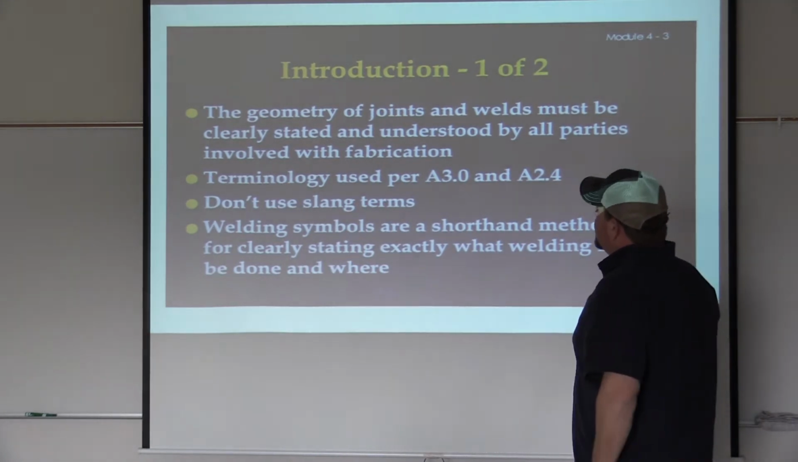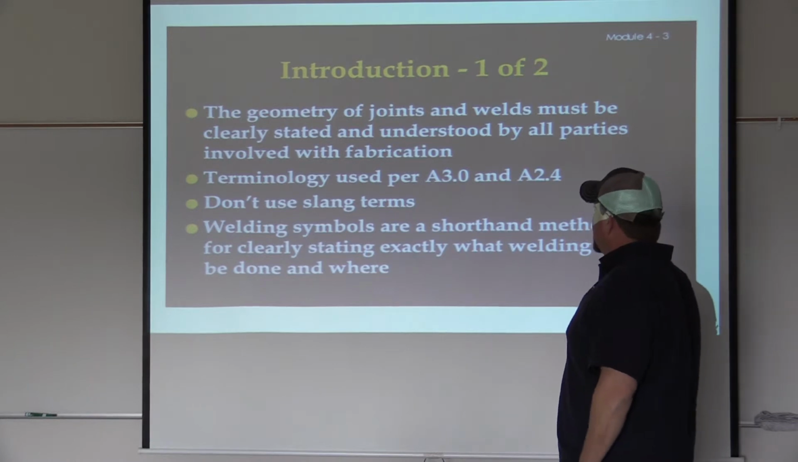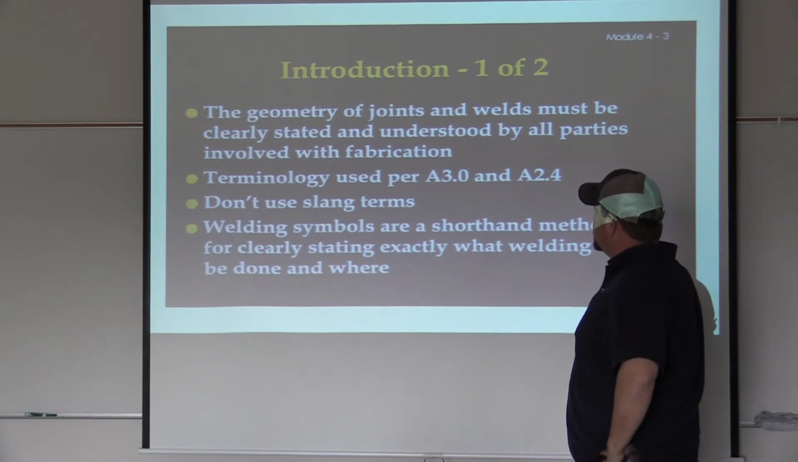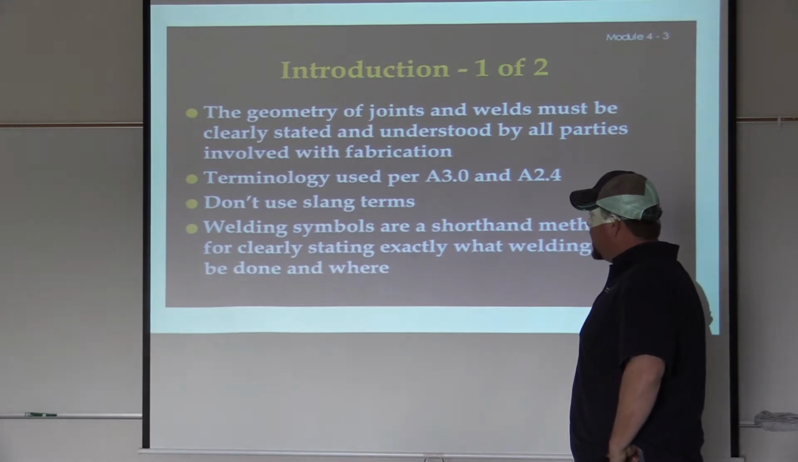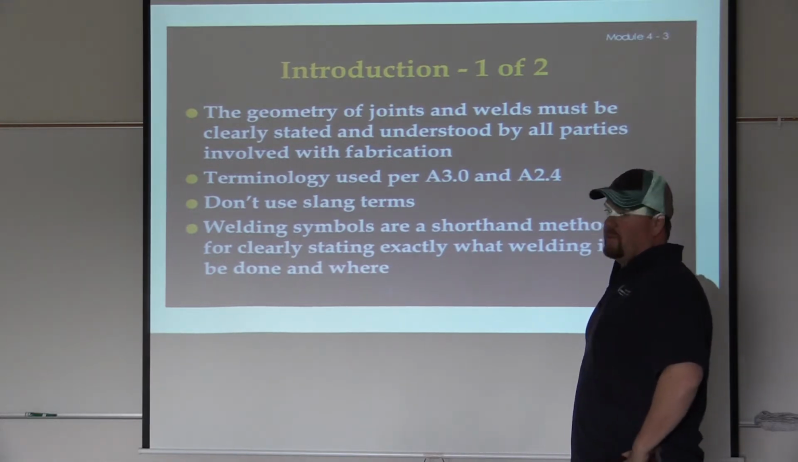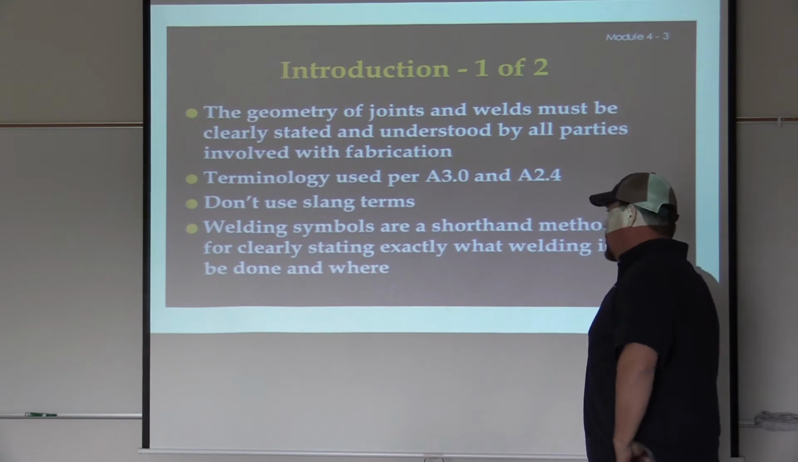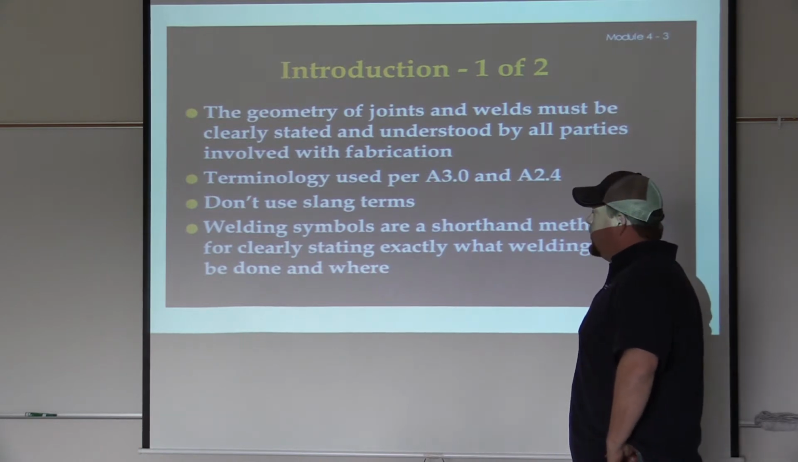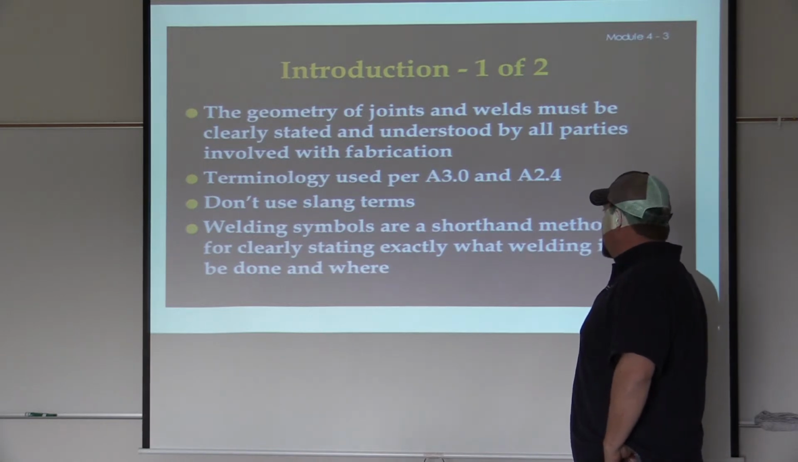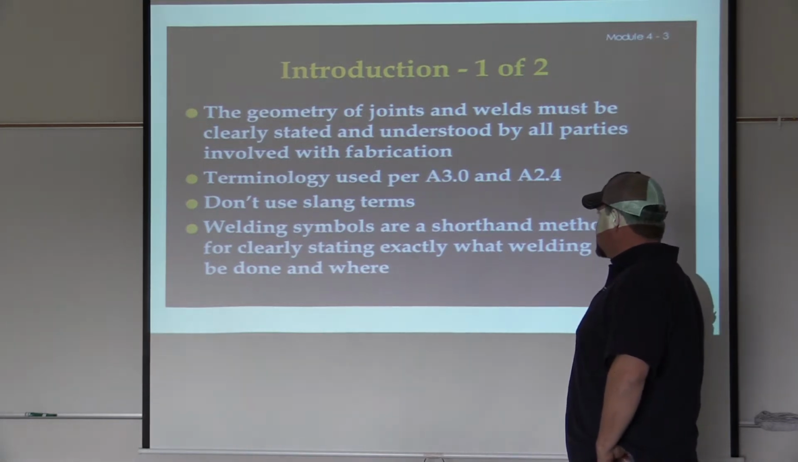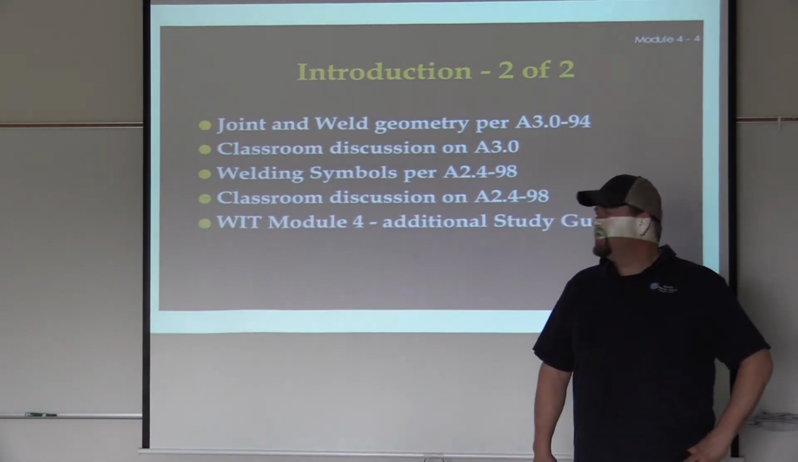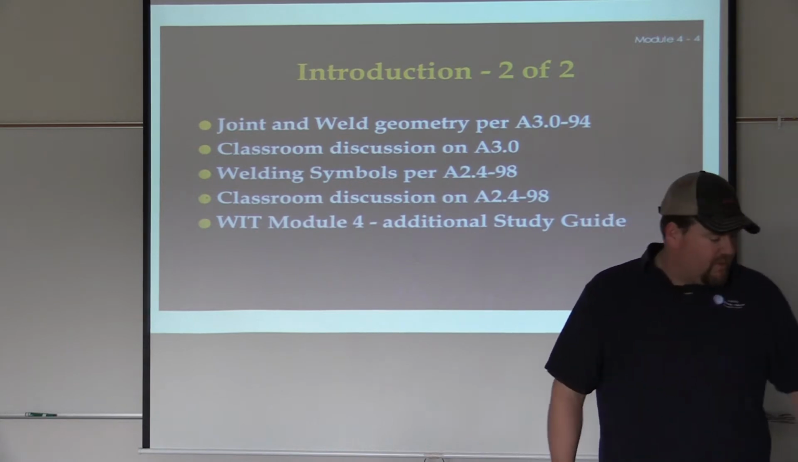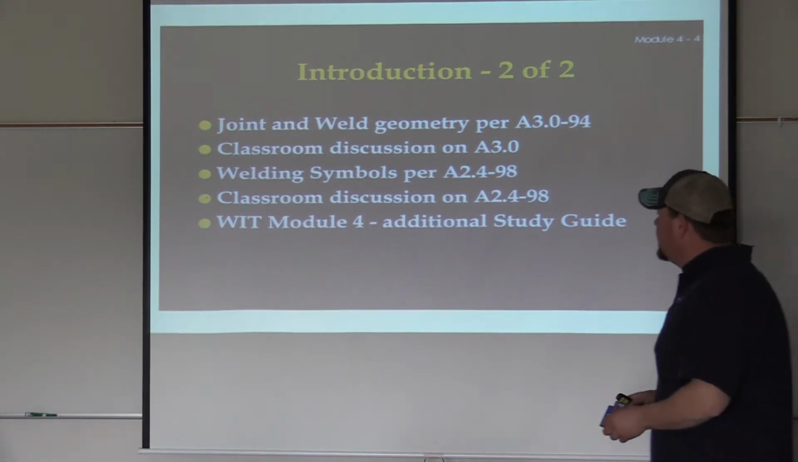Basically today we're going to hit on geometry of joints and welds, which must be clearly stated. Terminology used for A3.0 and 2.4. Don't use slang terms. We're going to discuss them because that is actually what you hear quite often in the field. However, we want to make sure that you know the proper terminology as well. Welding symbols are the shorthand method, clearly stating exactly what needs to be done. They're basically your recipe book, right? There's still a lot of things you have to decide yourself in there as well, though. Can't figure everything out on your own.